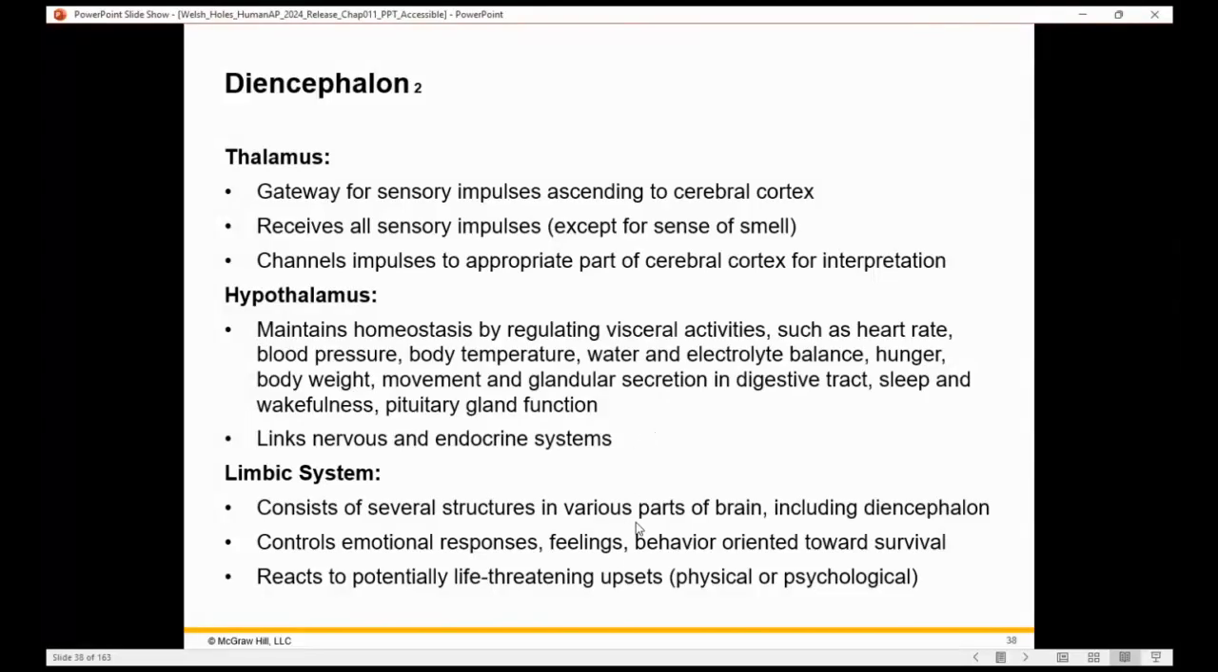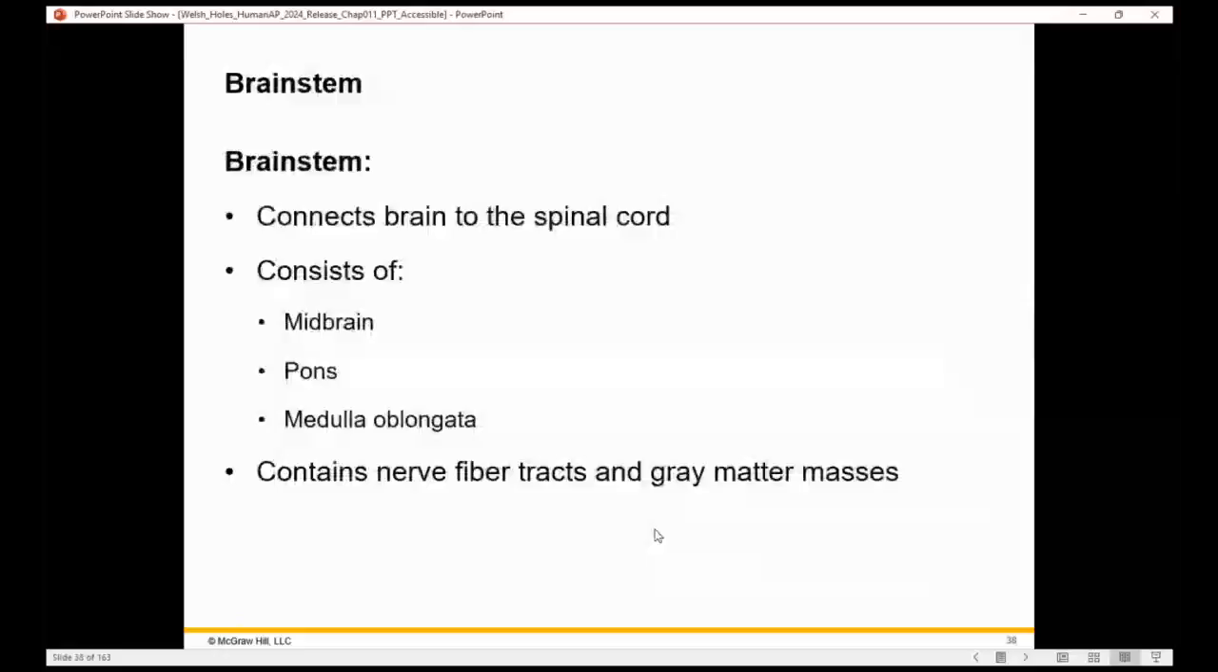Now, we also refer to the limbic system, which consists of several structures in various parts of the brain, which includes the diencephalon. It controls the emotional responses and your feelings and behavior oriented towards survival. So this system helps you react to potentially life-threatening upsets, which are either physical or psychological.